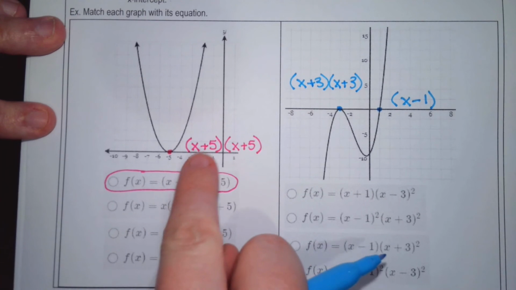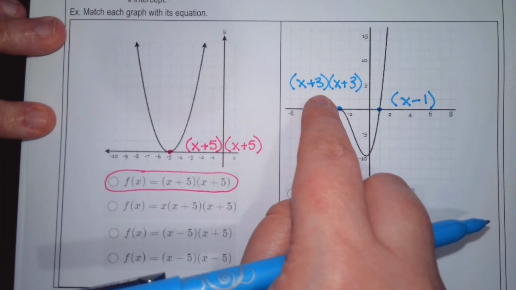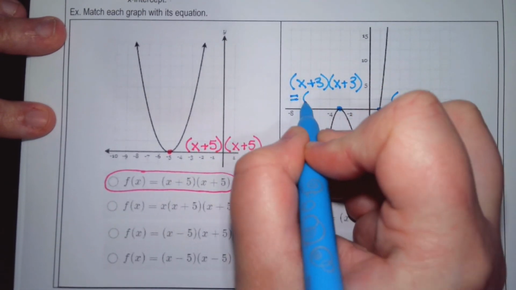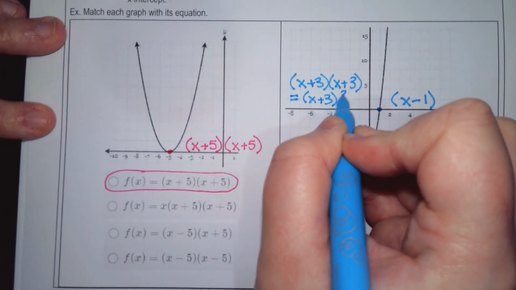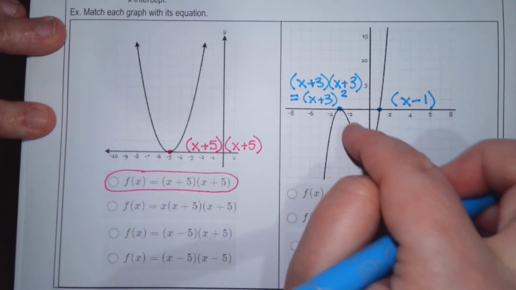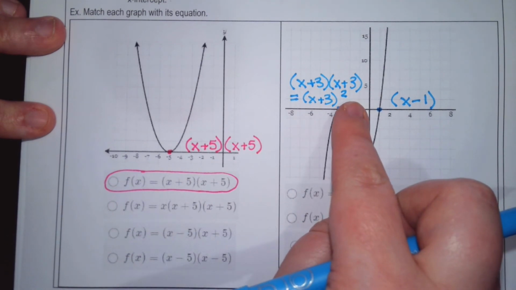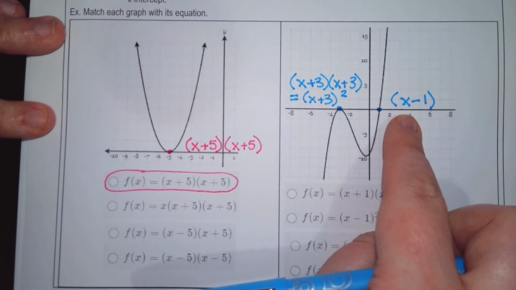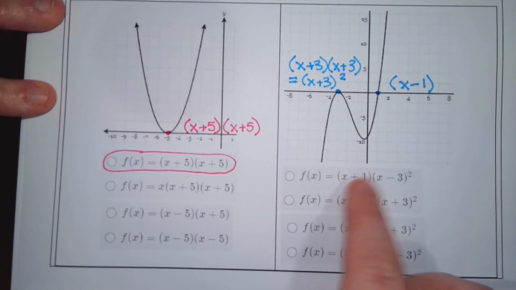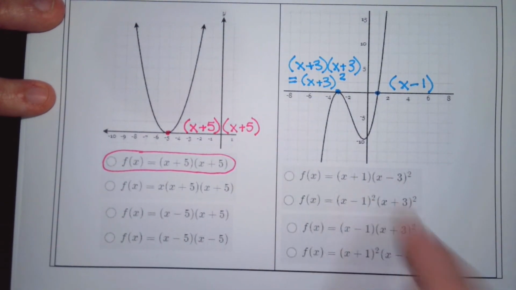Now, something I didn't mention in the other example is there's another way we can write this. Remember, when we have two of the same thing, we can condense them down with a squared. So these mean the same thing. So what we're looking for is a function that has x plus 3 squared multiplied by x minus 1. So let's look at our options. Here we have x plus 1 and x minus 3 squared. That doesn't match, so it's not our first one.